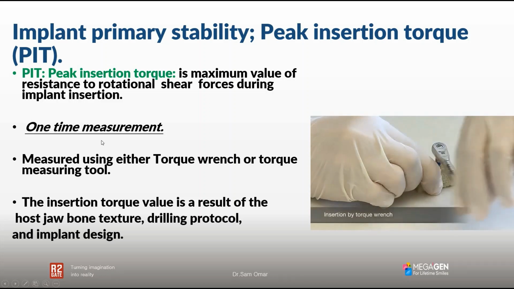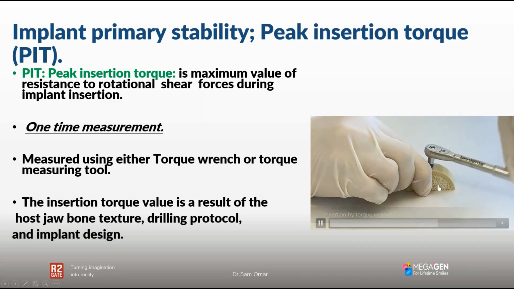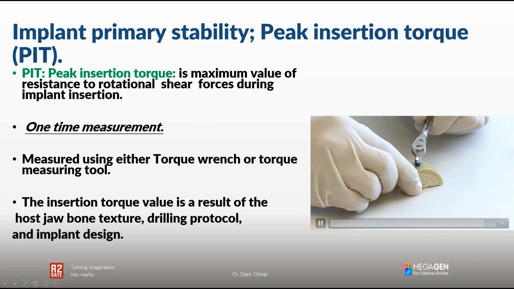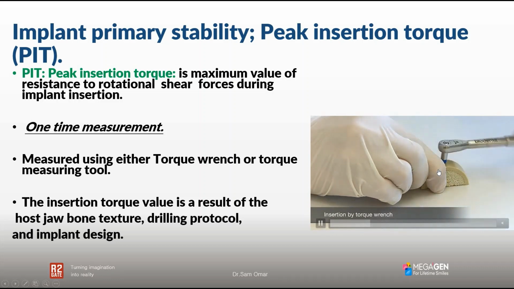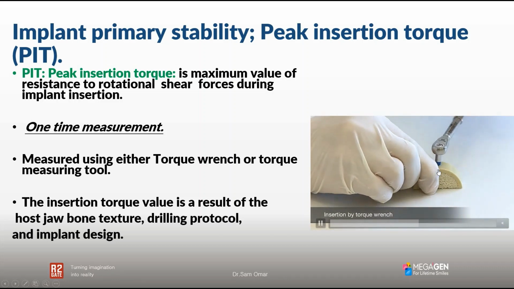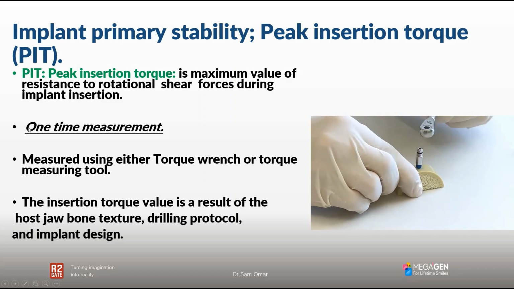So let me start with peak insertion torque. Peak insertion torque is the maximum value of insertion that we get during placing the implant. This right here that we see in front of us, this is what peak insertion torque is. So it's the highest value that we get during placing the implant. And now what I need you to remember is that it's a one-time measurement. How many times do you place your implant? Only once. So you can only measure insertion torque of the implant once, and that's the key point I really need you to remember. Please remember this part.